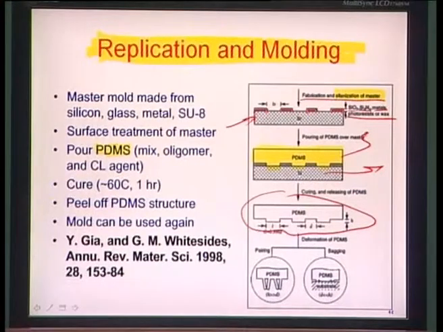Now you can use these shapes and features as channels, chambers, and so forth. You can actually bond two pieces of these PDMS replicas together, or you can bond this with another piece of glass where you could position different electrodes, etc. And the idea is that you could build up microsystem devices based on this technology.